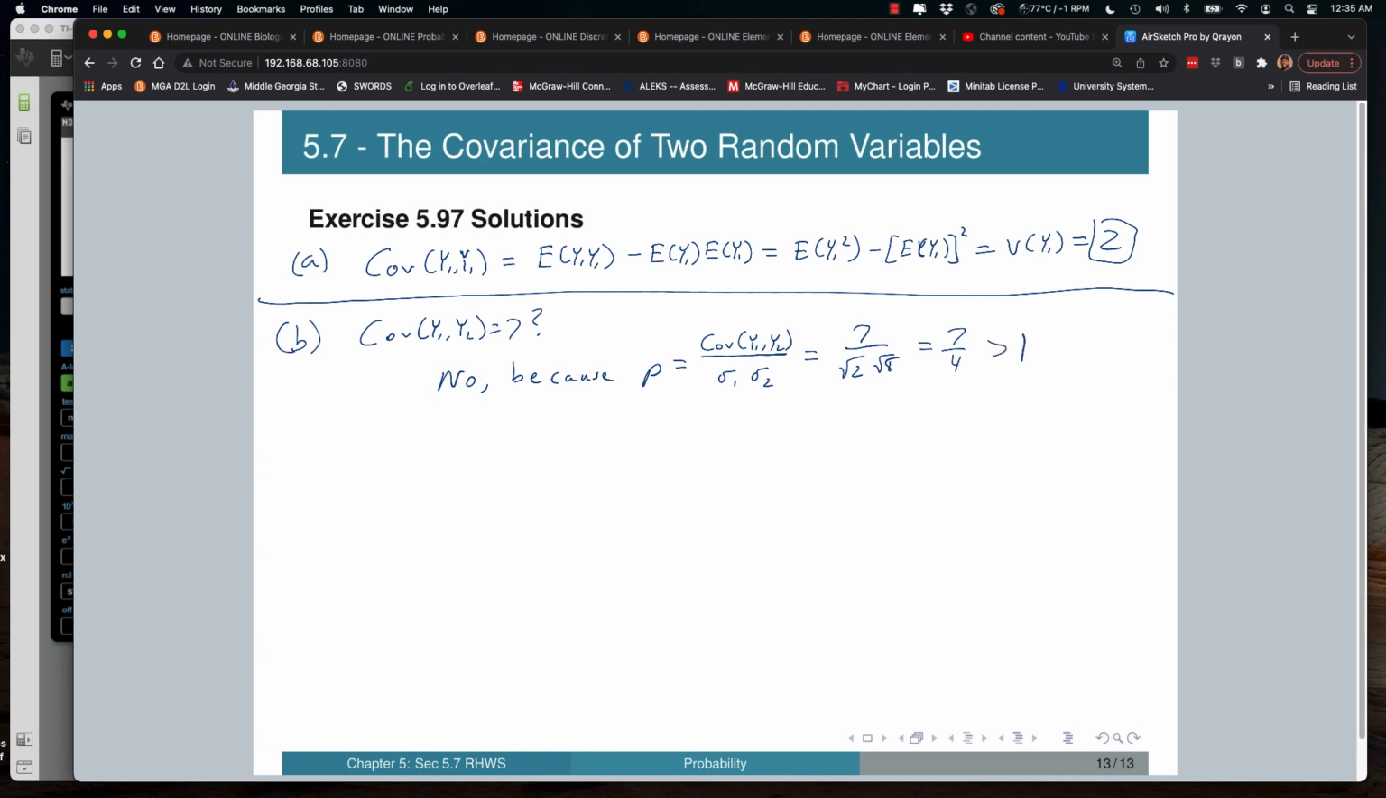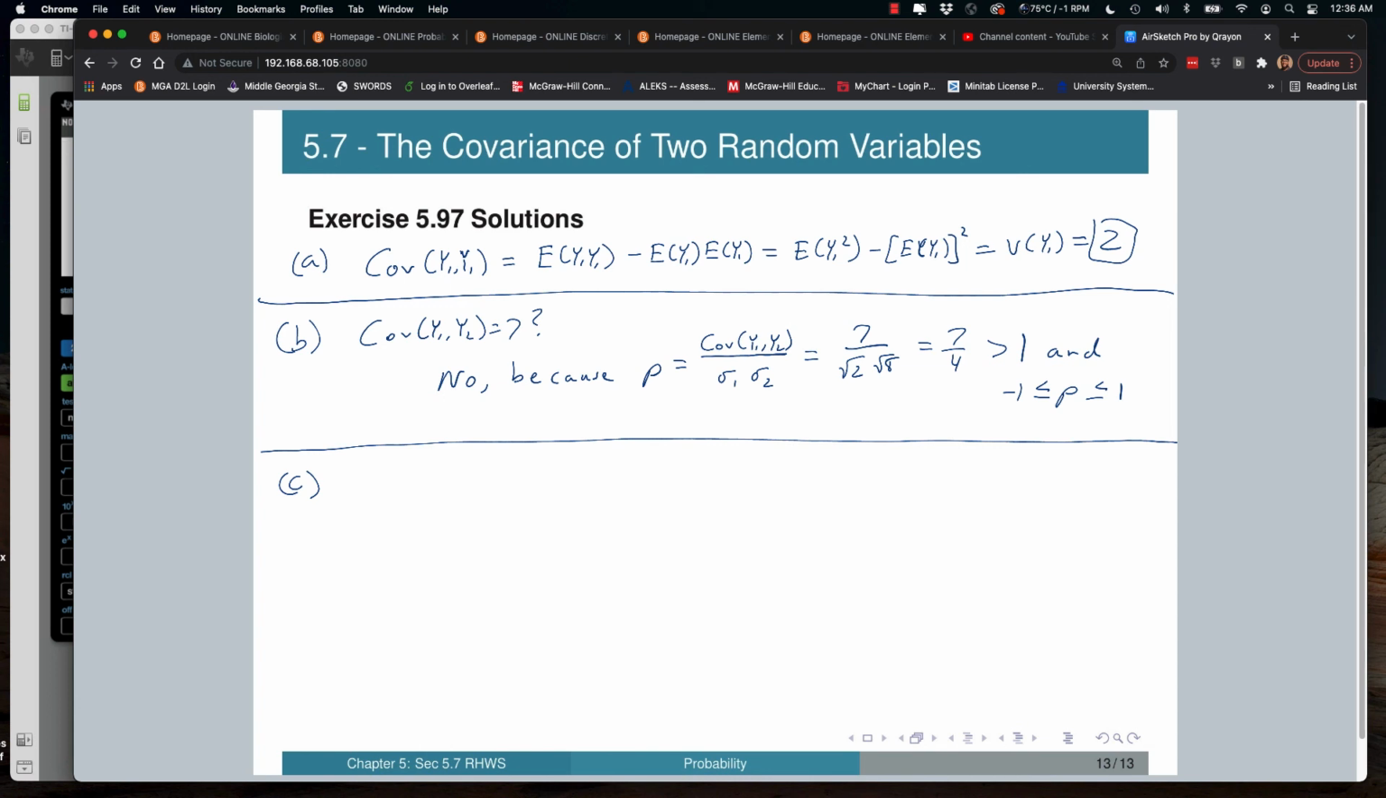Recall the correlation coefficient has to be a value between and including -1 to 1. So you can't be larger than 1, you can't be smaller than -1. That's what I'm going to write here. And rho has to be between -1 and +1. So that's really the reason right there, and just using the correlation coefficient formula and plugging in the things we know, we could prove that that's not possible. So we can't be as big as 7 for our covariance. So what is the largest value? That's what C is asking us.